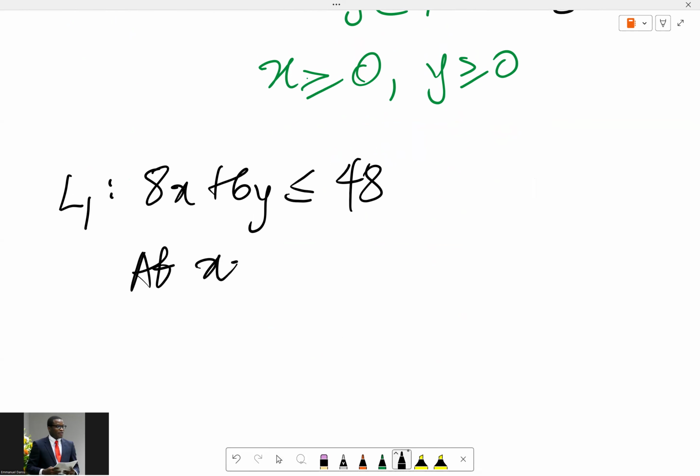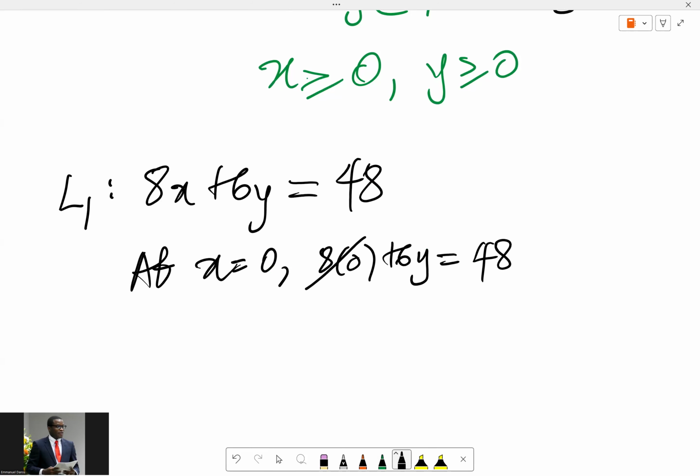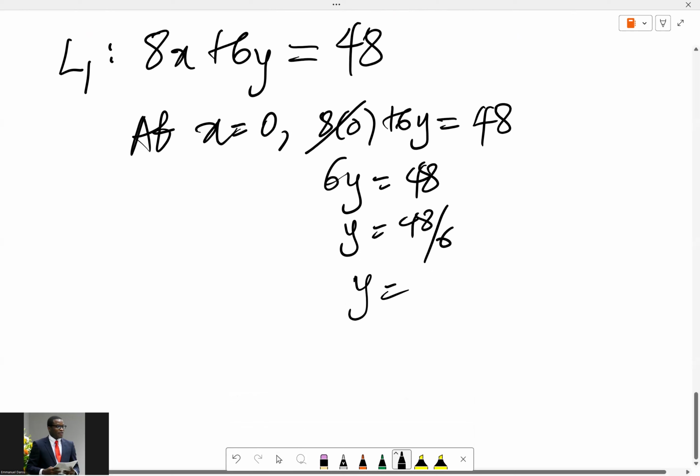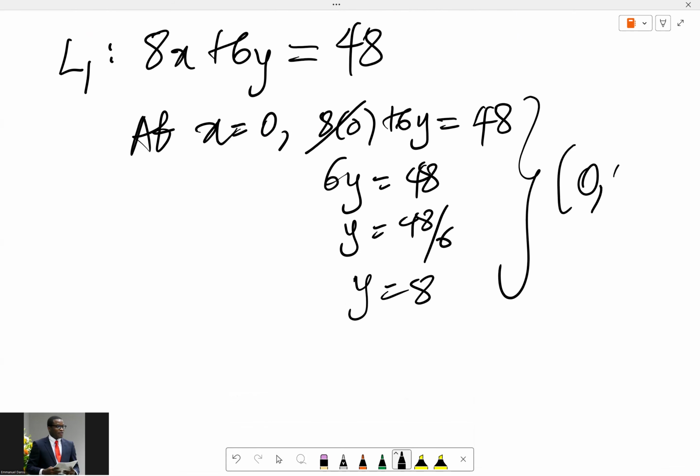So at x equals 0, we know that 8 times 0 plus 6y is equal to... Oh, I keep making this mistake. We are talking about the line now, not the inequality, so it is equal to 48. So 8 times 0 is gone, and 6y is equal to 48. So y itself is 48 divided by 6, which is 8. 8 times 6 is 48. Yes. So this gives us the point 0, 8.